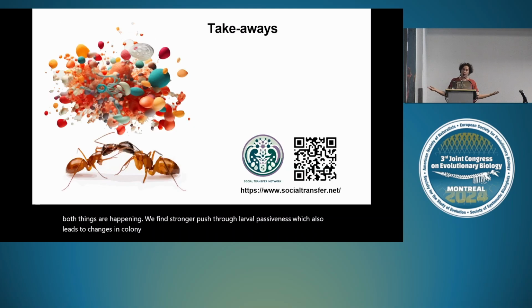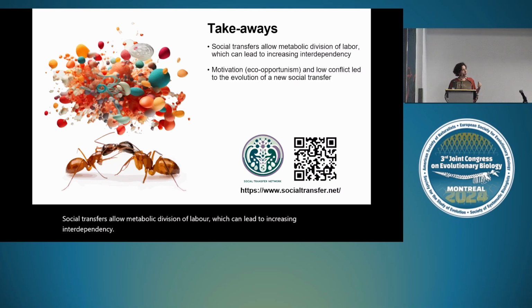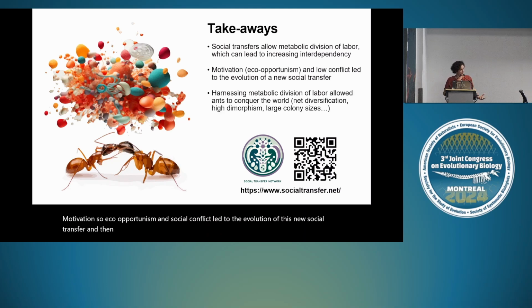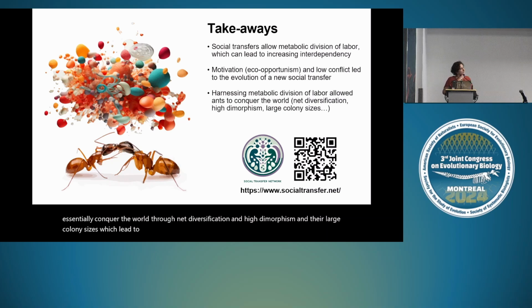So as takeaways, social transfers allow metabolic division of labor, which can lead to increasing interdependency. Motivation, so eco-opportunism and social conflict, led to the evolution of this new social transfer. And then harnessing metabolic division of labor is really what allowed ants to essentially conquer the world through net diversification, high dimorphism, and their large colony sizes, which lead to ecological dominance.